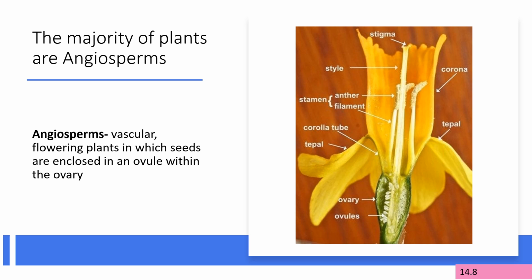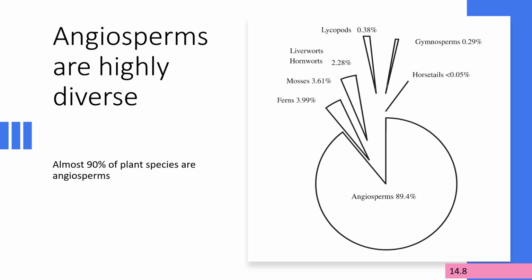Despite the fact that they evolved most recently, the majority of plants on Earth are now angiosperms. Again, angiosperms are vascular flowering plants. Their seeds form in an ovule in the flower that is encased in an ovary. And angiosperms are extremely diverse.